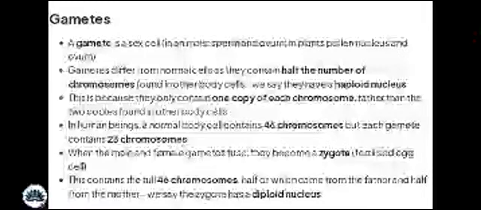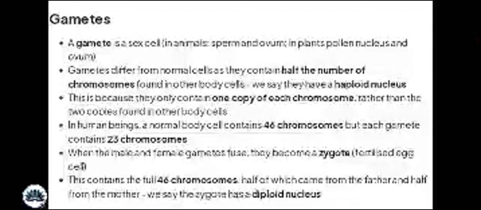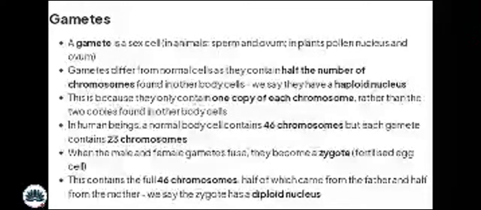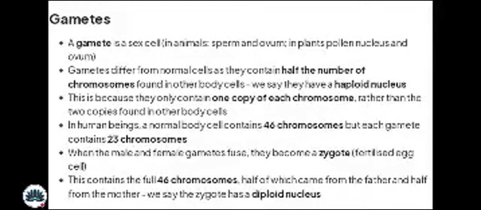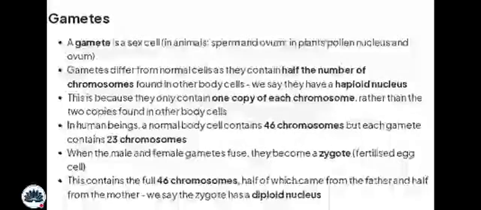What is called a gamete? A sex cell. In animals, sperm and ovum. In plants, pollen nucleus and ovum. We already know that sexual reproduction also appears in plants. In plants, sexual reproduction also occurs, by the pollen nuclei and the ovum in the plant. We'll be discussing more in the plants.